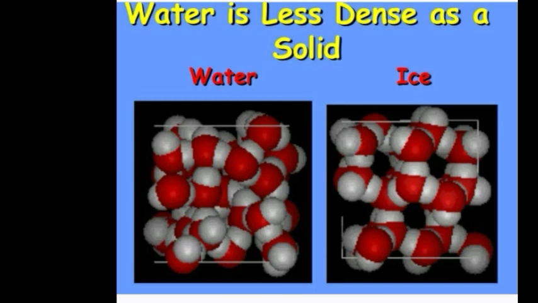Here you can see the molecular arrangement of water and ice. In ice, the molecules are less closely packed as compared to water. So ice occupies more space, so it is less dense. So water is less dense in its solid state than in its liquid state.